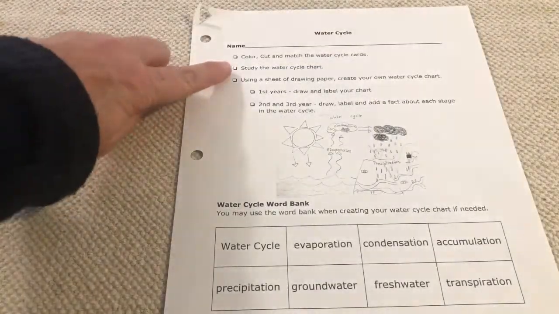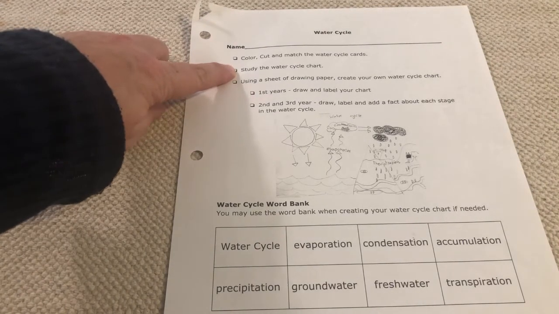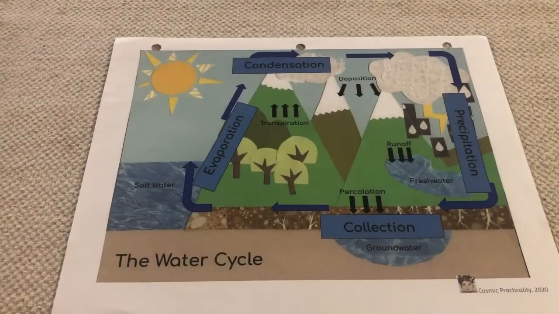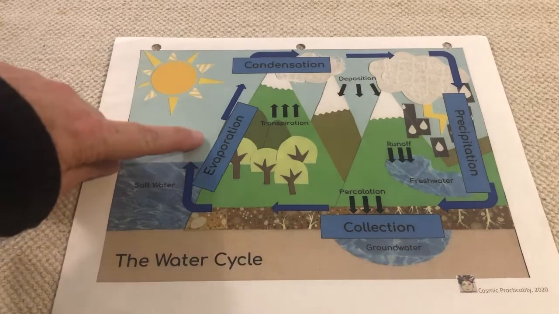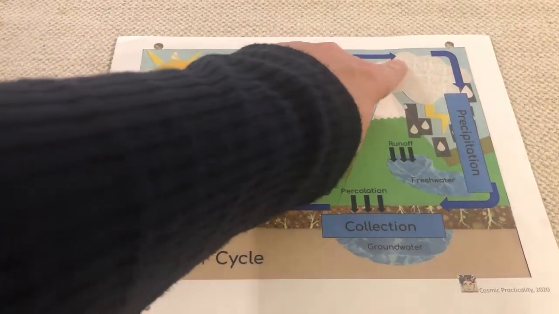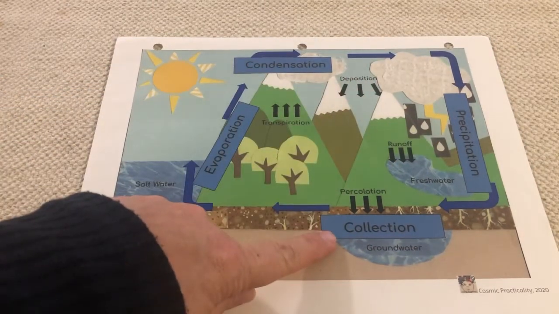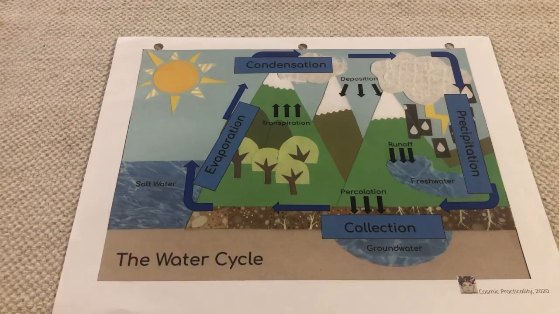Our next instruction tells us to study the water cycle chart. So let's take a look at that. You will find your water cycle chart in the back of your packet. And on the chart, you can see, just like we went over in our lesson, that the water evaporates, evaporation, condensation, precipitation, and then collection. Take a look at the chart and see what other observations you can make.